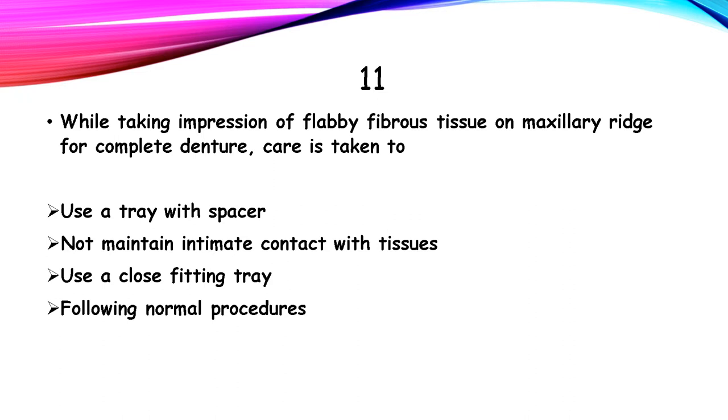Why, when taking an impression of flabby fibrous tissue on the maxillary ridge for a complete denture, is care taken to? The options are: use a tray with spacer, not maintain intimate contact with the tissues, use a close fitting tray, and following normal procedures.